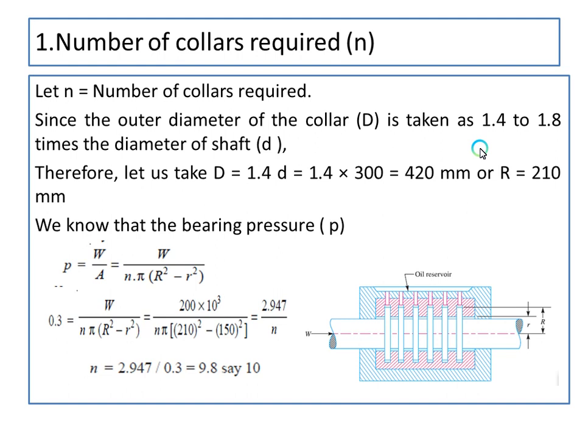We know that. For that reason we will consider this capital D as 1.4 times the diameter. So if I take 1.4 times the diameter, that is 1.4 into 300, you will get the value as 420 mm, or radius as 210 mm. So that means we have got the outer diameter of the collar, and the radius of the collar, which is 210 mm, which I have shown in the figure. You can see here from the axis of the shaft to the top surface of the collar.